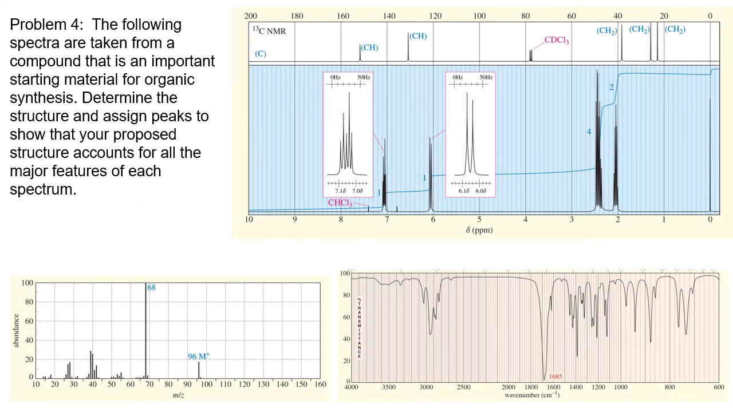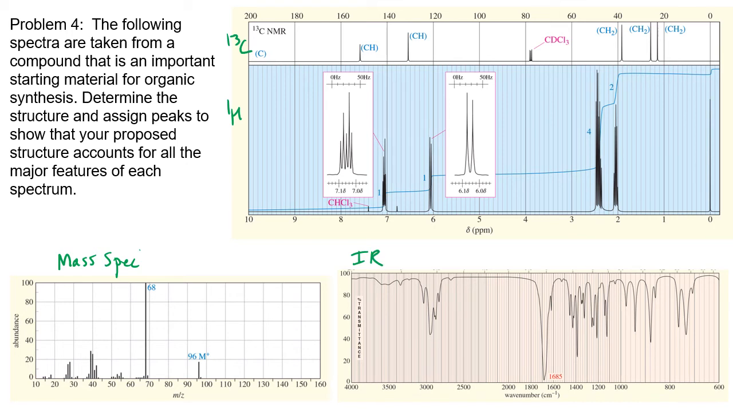All right, last one. We have a bunch of spectroscopic data, and we're asked to find the structure and assign the peaks to show that we drew the right structure. Okay, so we have a few things. Here we have a mass spectrum. We have proton NMR, we have carbon-13 NMR, and we have, down here on the lower right, an IR spectrum. So we have lots of information here.